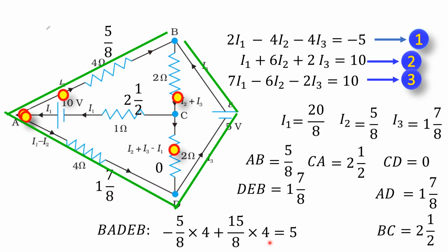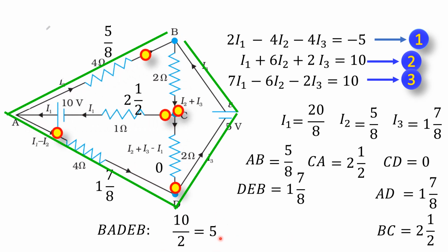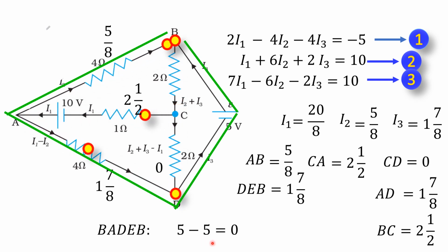15 by 8 into 4 is equal to 5. 4 by 8 is equal to 1 by 2. So minus 5 by 2 plus 15 by 2 is equal to 5. Adding these two values, we get 10 by 2 is equal to 5. So 5 is equal to 5. Bringing this 5 here, we get 5 minus 5 is equal to 0. Hence, the Kirchhoff voltage rule is verified.